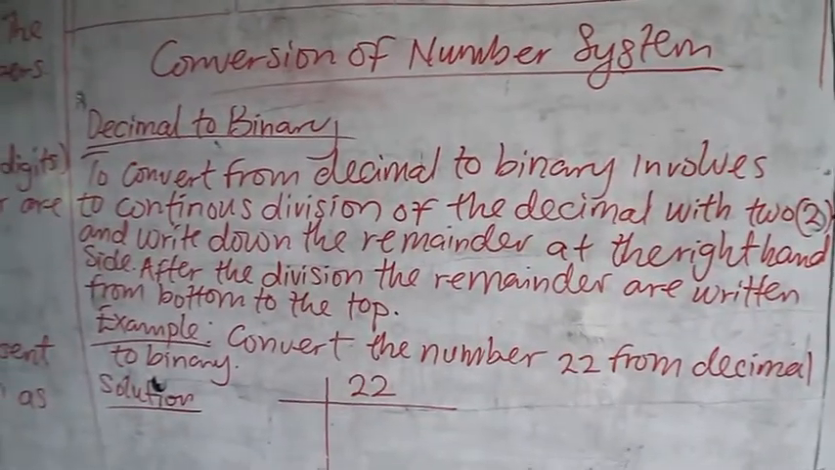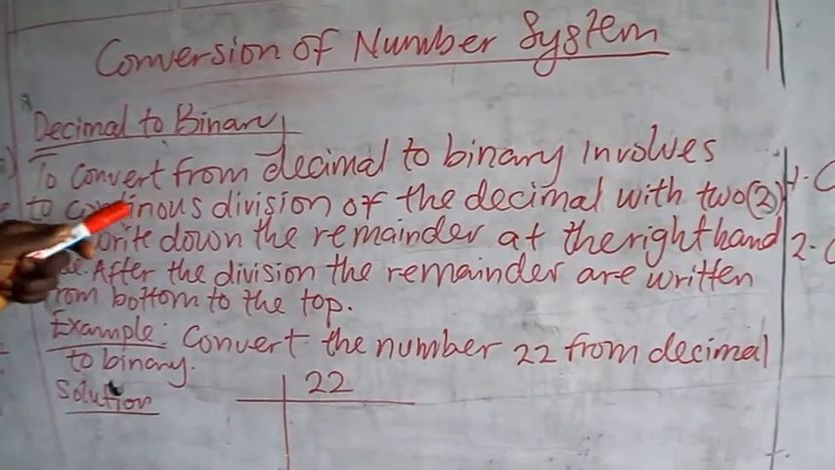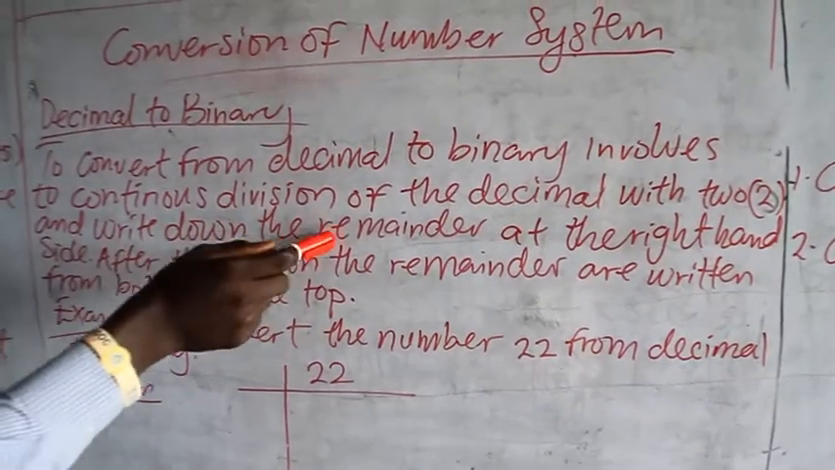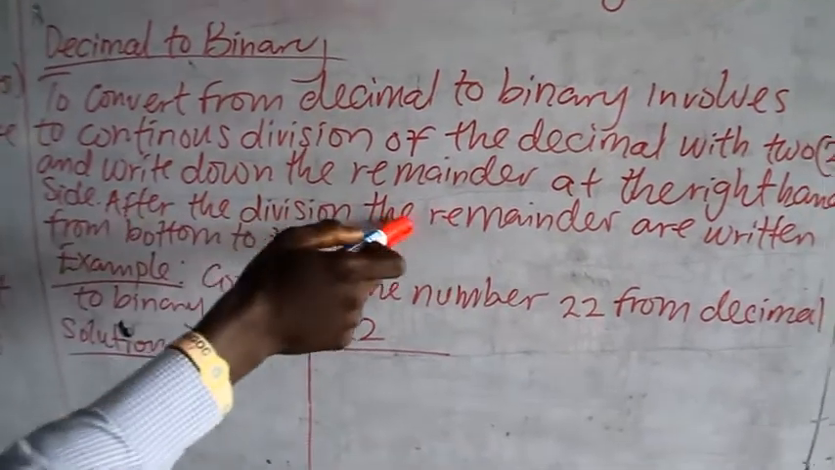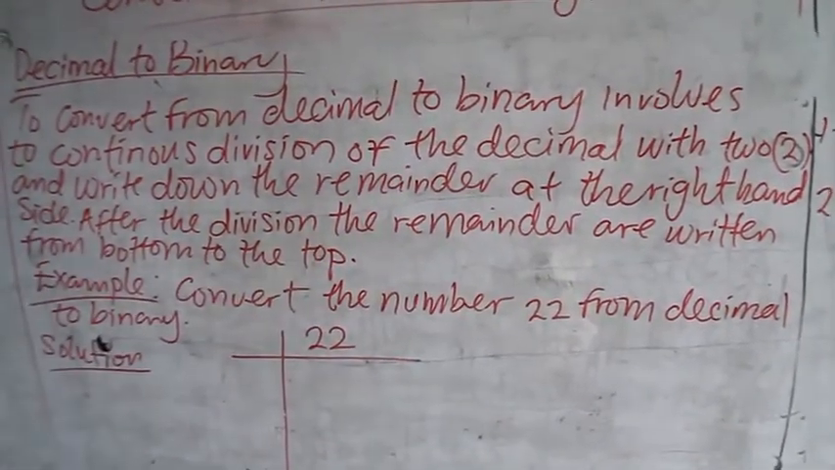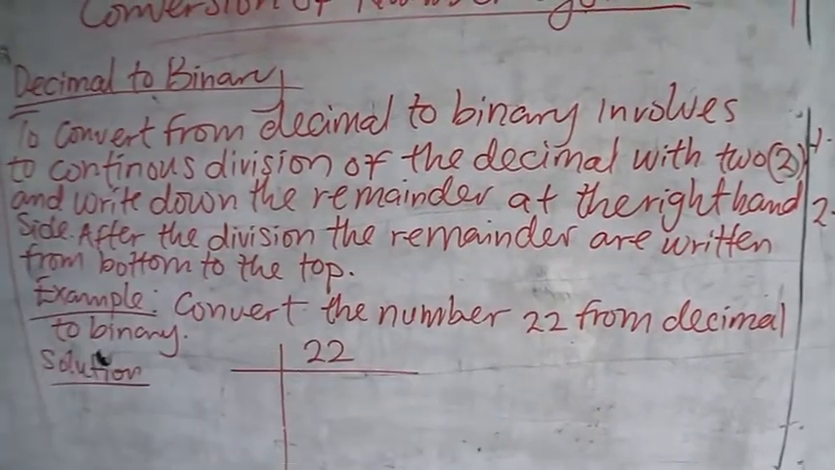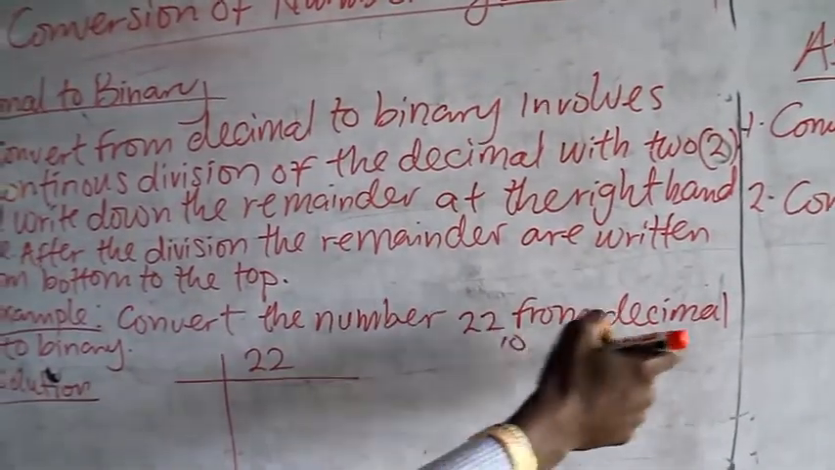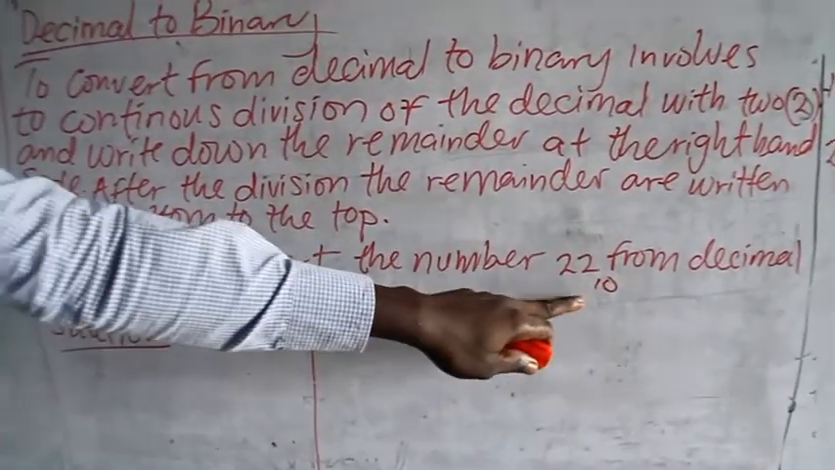Now, to convert from decimal to binary, it involves the continuous division of the decimal number by 2 and writing down the remainder at the right hand side. After the division, the remainders are written from bottom to the top. For example, here we are going to convert the number 22, which is in base 10, from decimal to binary.